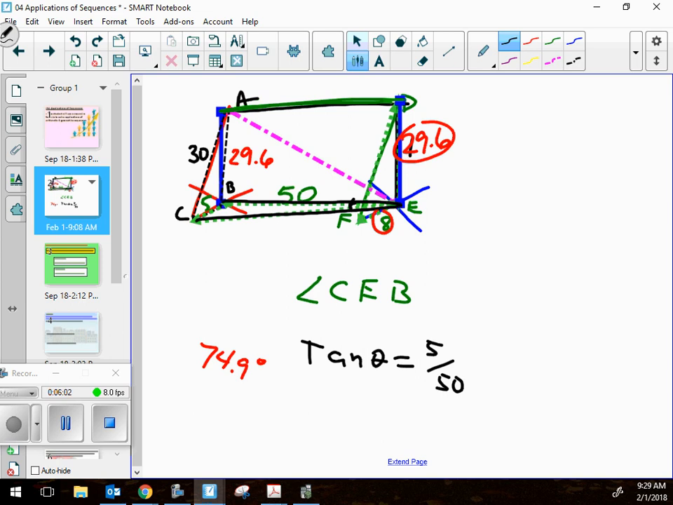Who's actually got that answer as a decimal? Yes. 5.71 degrees. Let's call it 5.7 degrees. Raise your hand if you got about 5.7 degrees. Awesome. Okay.